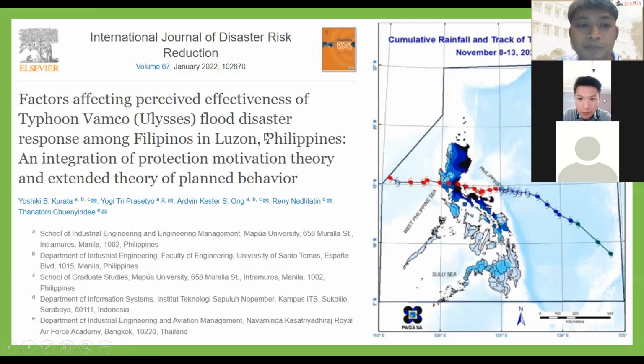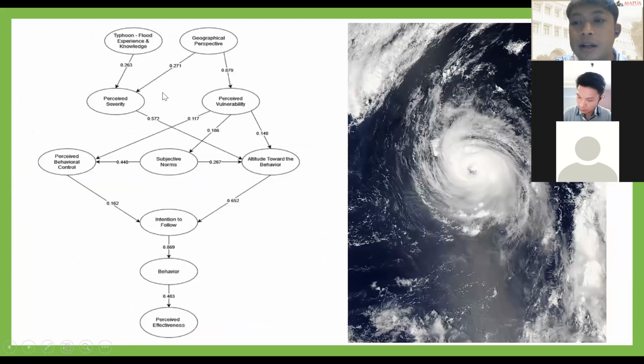This is Yoshiki Kurata's paper. He will graduate next. He finished his PhD in 1.5 years with me. Half Japanese, half Filipino, and then Tanaton, your name is here. So you have another journal in here. Don't forget to treat me something when we meet up. Joking. Okay, this one.